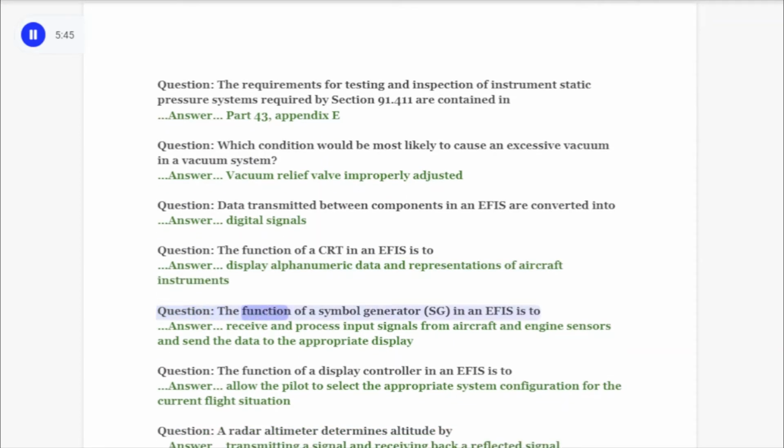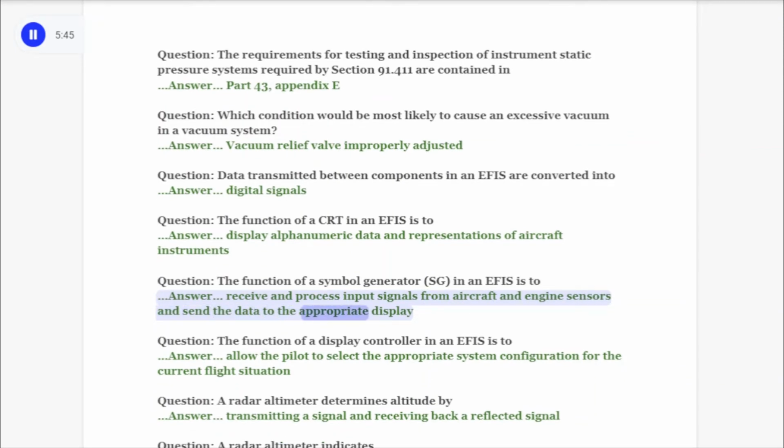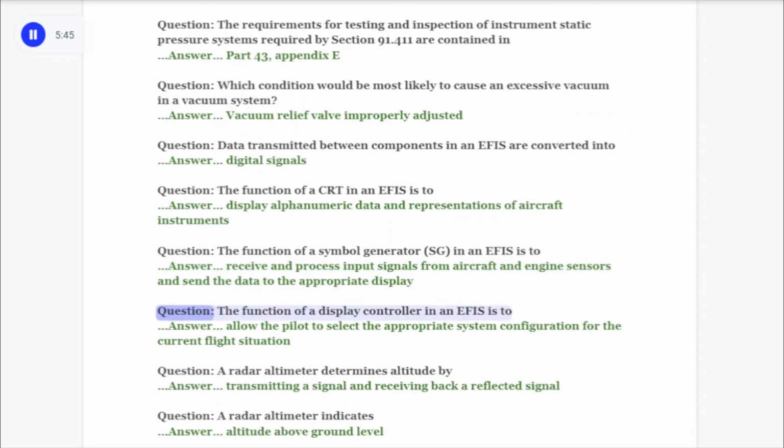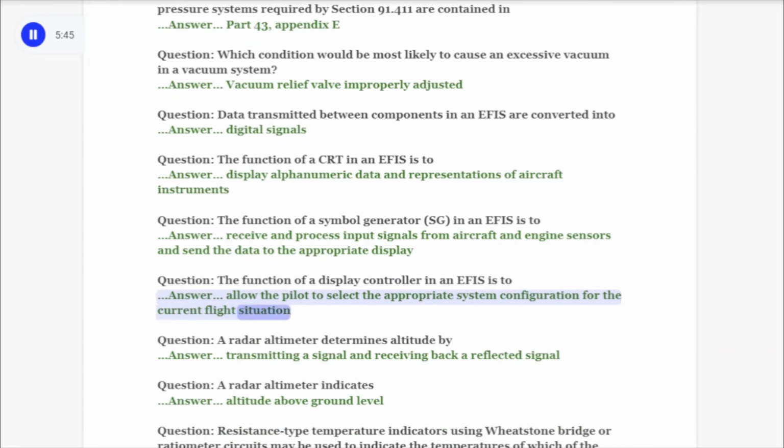Question: the function of a symbol generator, SG, in an EFIS is to. Answer: receive and process input signals from aircraft and engine sensors and send the data to the appropriate display. Question: the function of a display controller in an EFIS is to. Answer: allow the pilot to select the appropriate system configuration for the current flight situation.